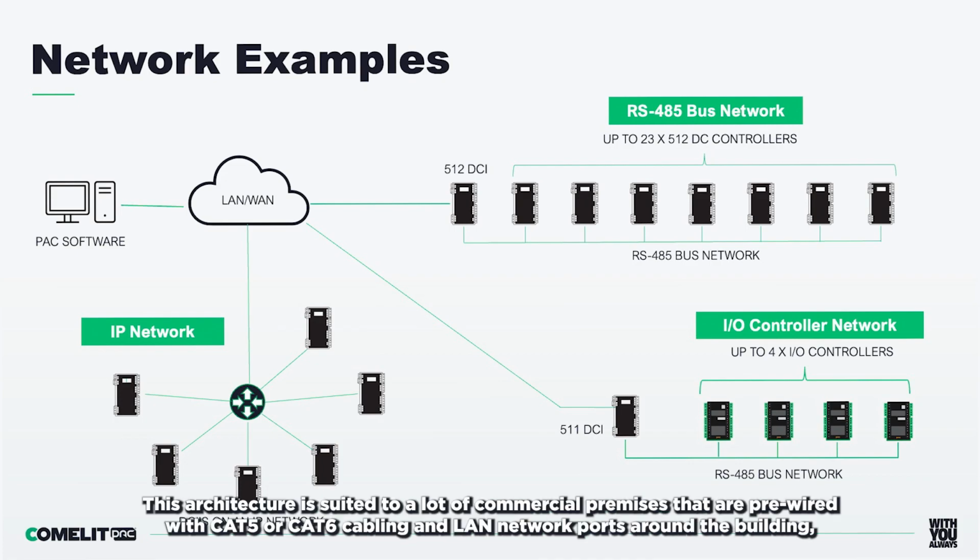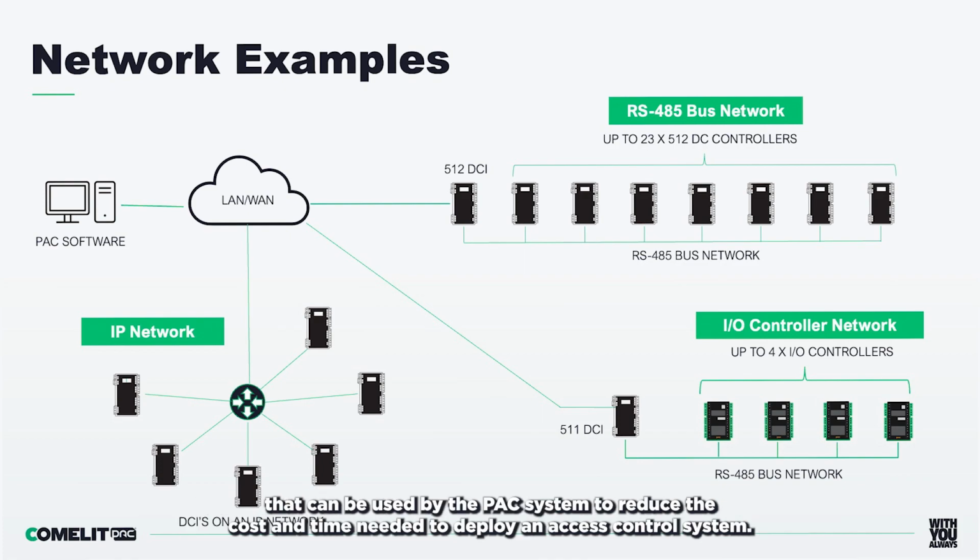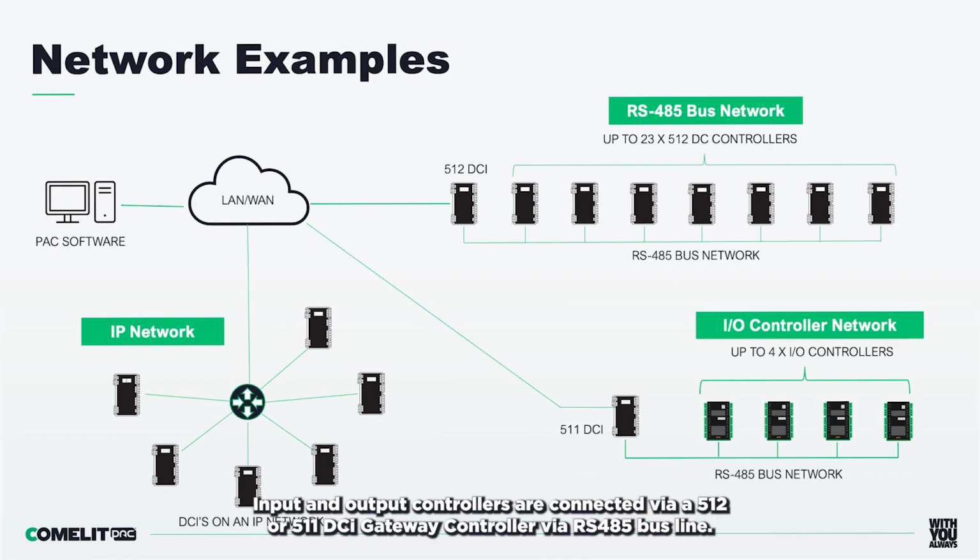Bottom left, we have the purely IP architecture option. This architecture is suited to a lot of commercial premises that are pre-wired with Cat5 or Cat6 cabling and LAN network ports around the building. That can be used by the PAC system to reduce the cost and time needed to deploy an access control system. Input and output controllers are connected via a 512 or 511 DCI gateway controller via RS485 bus line.